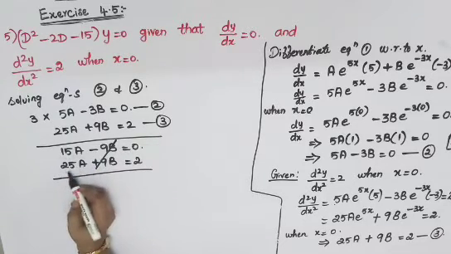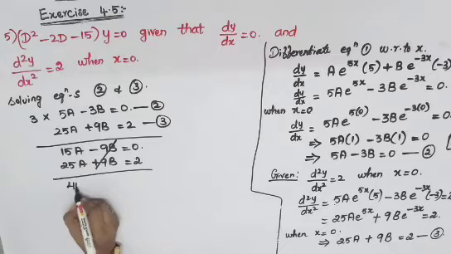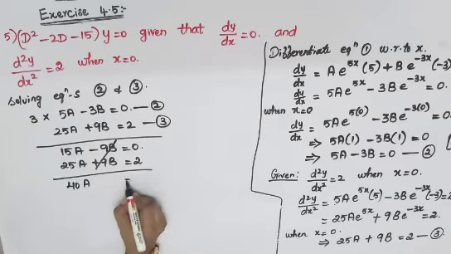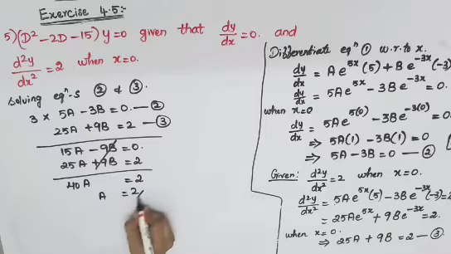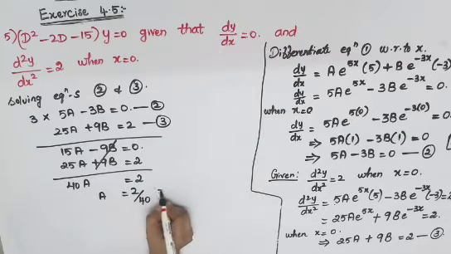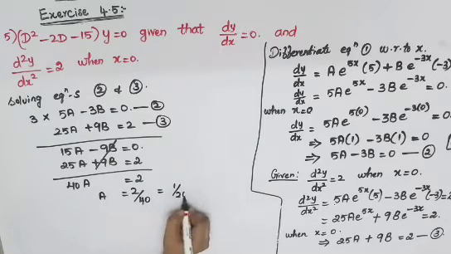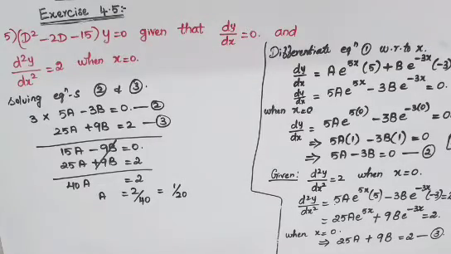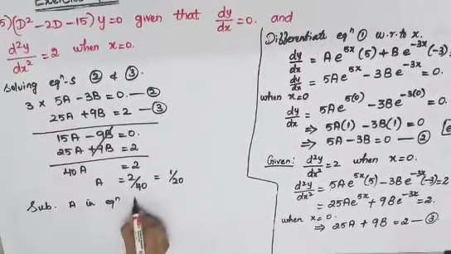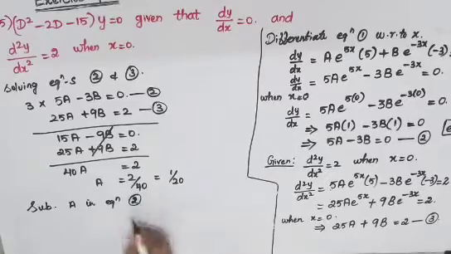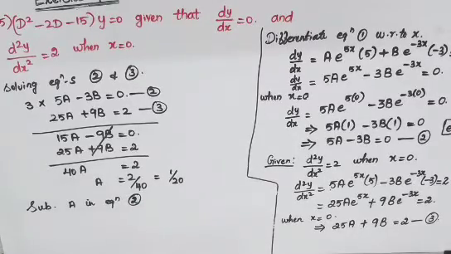Here 15 plus 25 will give 40a, that is equal to this 2. Therefore a is equal to 2 by 40. So cancelling you will get your answer as 1 by 20. So this is the value of a. Now substituting a in equation, either in 2 you can substitute or in 3 you can substitute. So I'll just do it in 2.